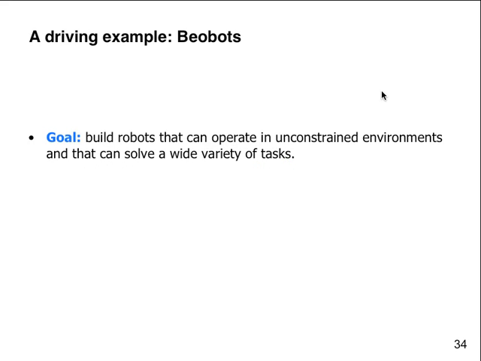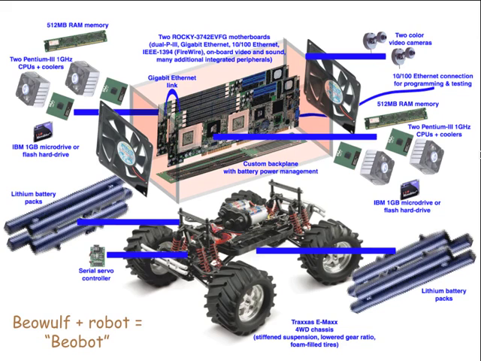So I'm going to give you an example to kind of conclude with chapter 1 of the book. That's going to go into a driving example. And this kind of puts the pieces together and talks about environments, goals, purpose, and some of the things I'm going to be bringing up in the next lecture. So the goal of this particular project, and this is a driving example for Beobots, is kind of an old project that was done at the University of Southern California. So the goal here was to build robots that can operate in an unconstrained environment that can solve a wide variety of tasks. So we have all the pieces and the components, and this is where computer science comes into play. So we can create a Beobot by a Beowulf plus a robot.